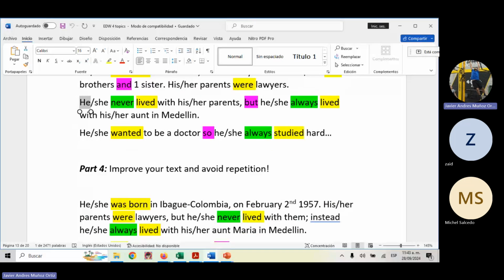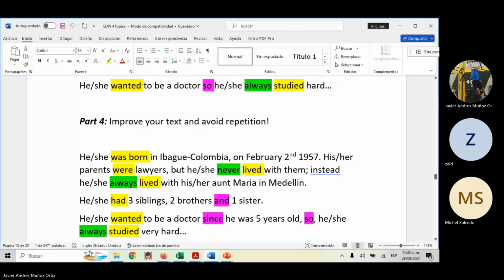And here we have, her parents were lawyers, but she never lived with them. With who? With her parents. Instead, she lived with her aunt in Medellin. Her aunt called Maria. And this is an important name because she made a lot of influence on his life, right? Because Maria was a nurse and she taught him topics about medicine. Let's suppose, I'm just guessing, but this is an example of how to create a better text, right?